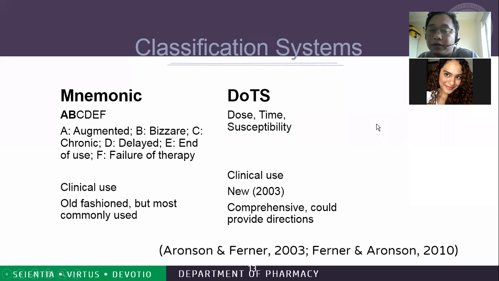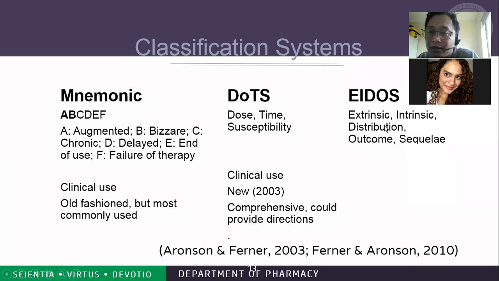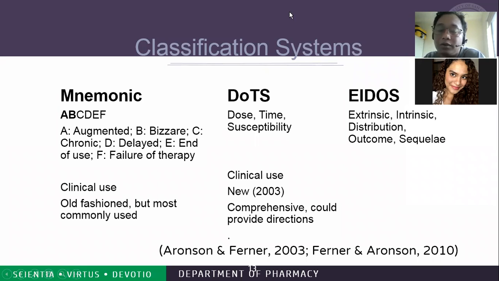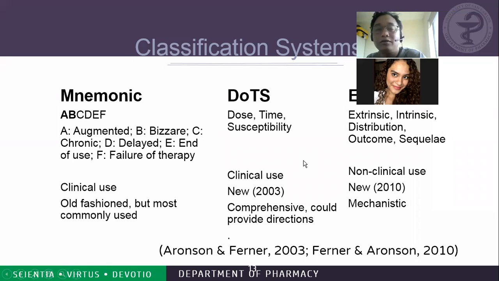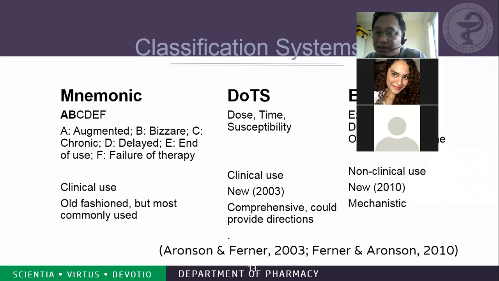And the third classification is IDOS. IDOS is classified by Ferner and Aronson in 2010, and it is not usually used for clinical purposes. IDOS stands for extrinsic, intrinsic, distribution, outcome, and sequel. It is not for here. It is for industry purposes, and it is quite new. It's already about 20 years old, but yeah, we can say that it is still new.